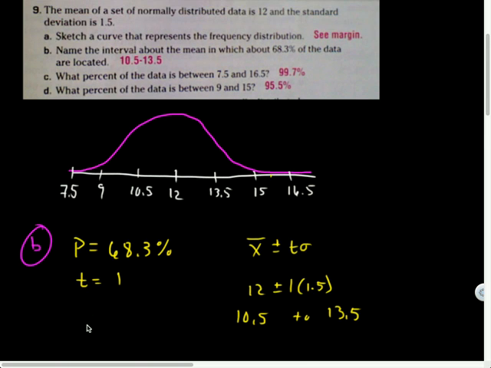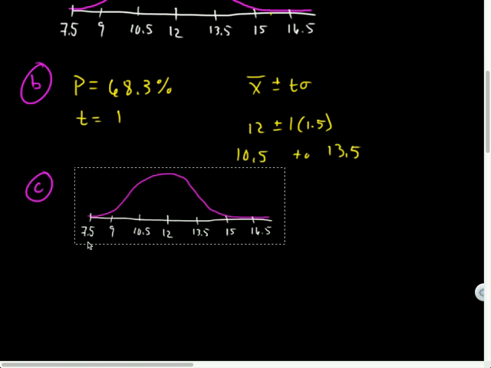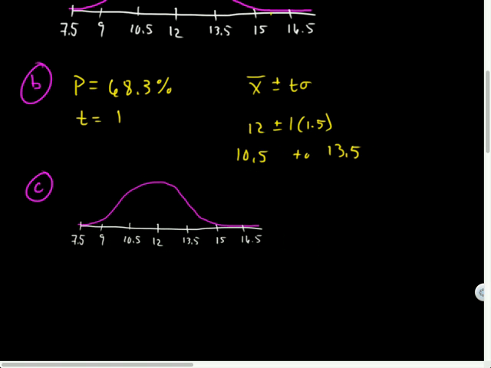Let's look at part C here, which would have been a little more difficult. It says, what percent of the data lies between 7.5 and 16.5? So let me draw this picture. Between 7.5 and 16.5. Oh, I didn't go far enough. Now let's say I didn't know that those both landed on 3 standard deviations above and below the mean.